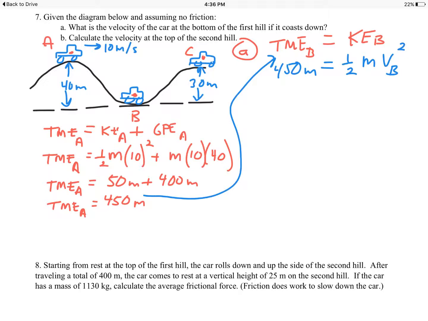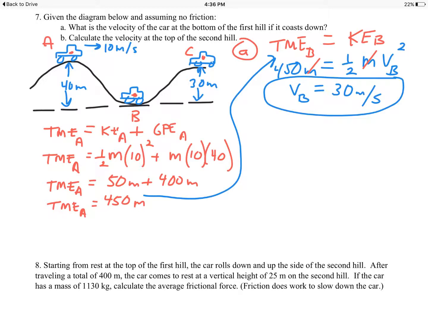So what you see here, that m was concerning, but it's kind of nice here in this problem, the m cancels out. So we just multiply both sides by 2 and take the square root, and it turns out that the v at point B is 30 meters per second. So that's our answer to part A of this problem.